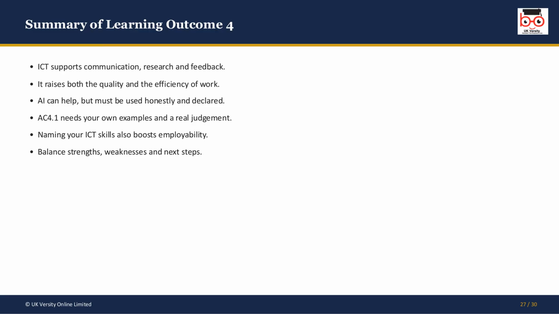Let's bring the outcome together. ICT supports your communication, your research, and the feedback you receive. It raises both the quality and the efficiency of your work. AI can help, but only when used honestly and declared. Your evaluation needs your own examples and a real, reasoned judgment, and naming your ICT skills boosts your employability too. Above all, balance the strengths, the weaknesses, and your next steps.